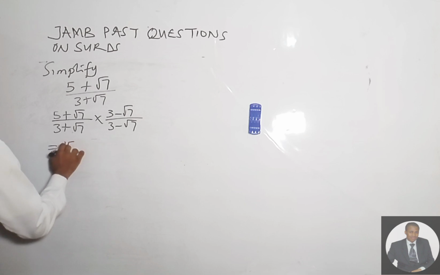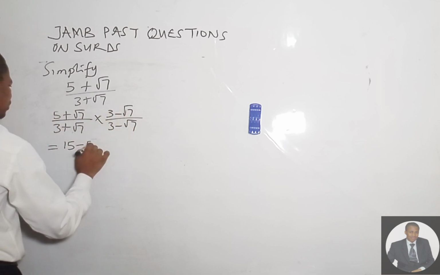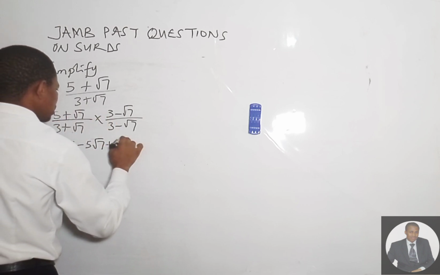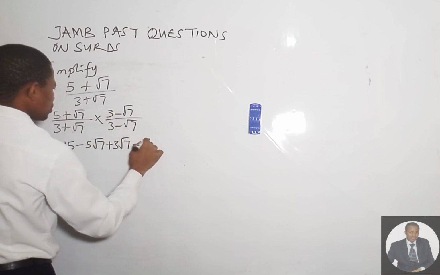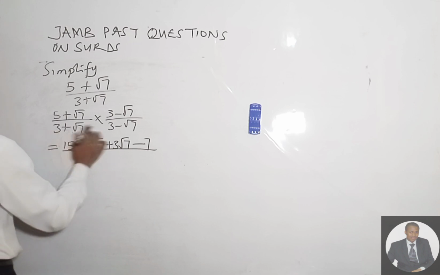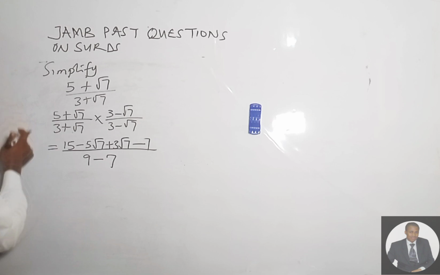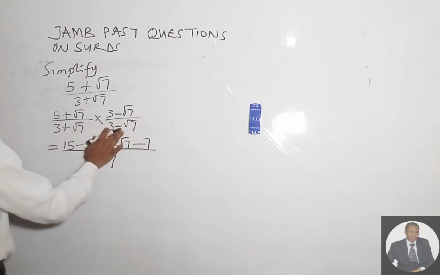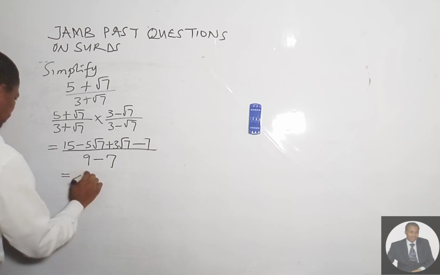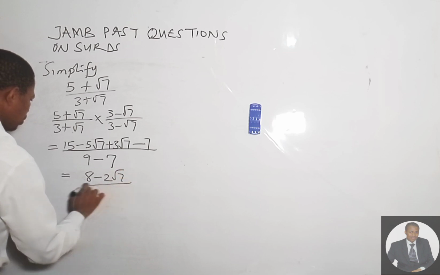5 times 3 is 15. 5 times minus root 7 is minus 5 root 7. Plus root 7 times 3 is plus 3 root 7. Minus and minus is plus. Root 7 times root 7 is 7. So the conjugate here is a difference of two squares. 3 times 3 is 9 minus 7. Root 7 times root 7 is 7. Minus times plus is minus. So what we have, 15 minus 7 is 8. Minus 5 root 7 plus 3 root 7, that's minus 2 root 7, all over 2.